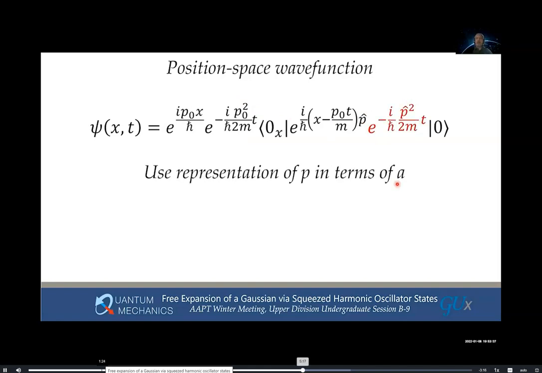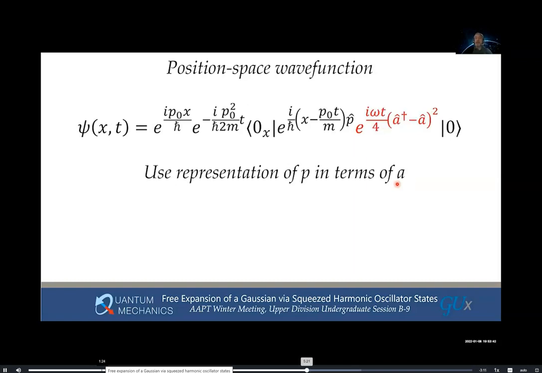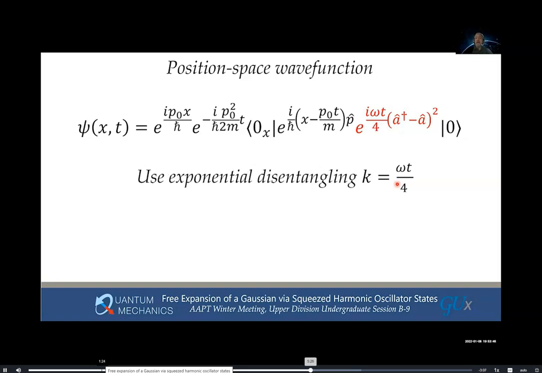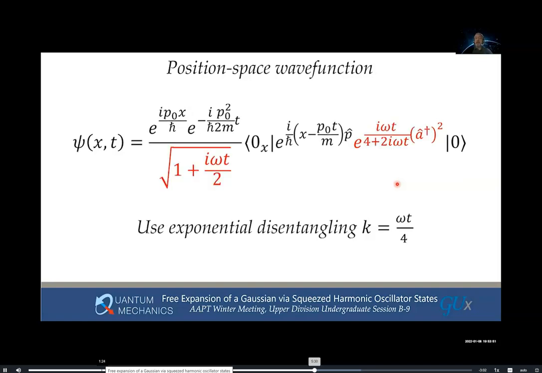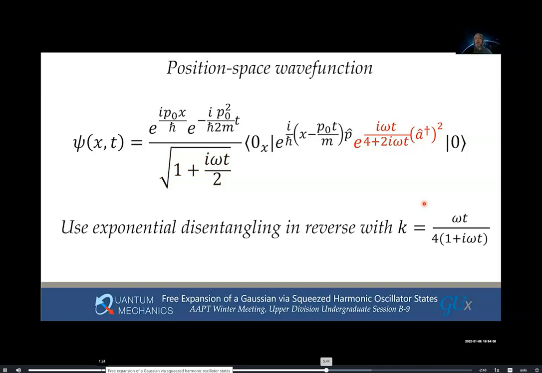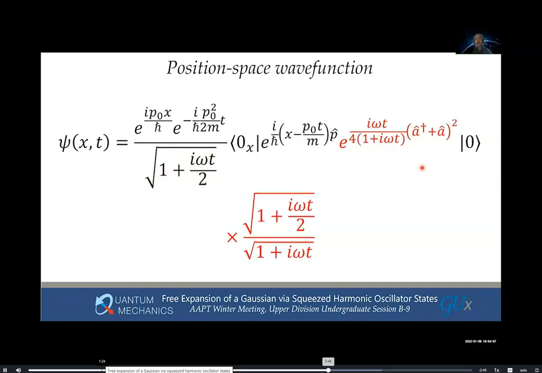Now, the next thing we do is we use the representation in terms of the simple harmonic oscillator to replace the P in terms of A's, and it involves an A dagger minus A squared. Now we're going to use our exponential disentangling to convert that to an A dagger squared. That gives some numbers, this number here and this number here. And now I'm going to use exponential disentangling in reverse because I want to convert that P into an X operator. So I'm going to use it in reverse to now create an A dagger plus A squared.